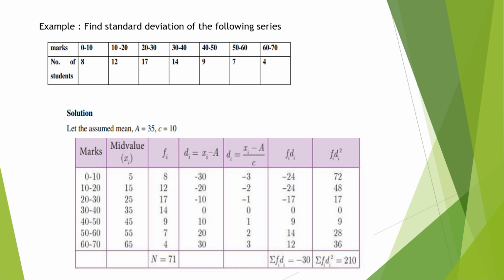Then d is equal to x minus A upon C, where C is the class size. According to the formula we need to find fd, and then fd square. First of all, we will make this table and all these values we need to find out, and then take the summation of f, fd and fd square.